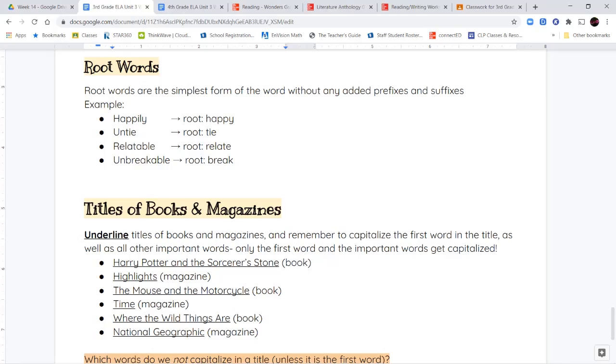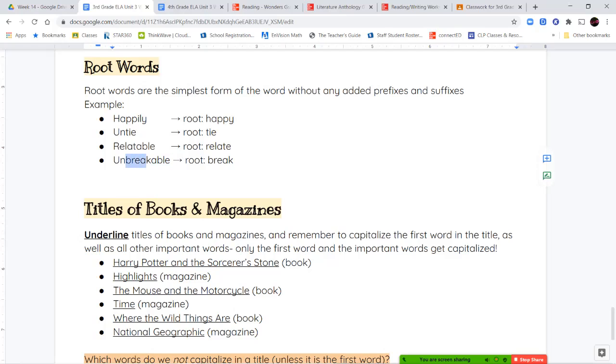If you have the word untie, it comes from the word tie, right? We're going to take that prefix un off of it and just have the smallest form of that word. If I tell you something is relatable, it comes from the word relate. So I take off that suffix able and it takes it back down to its simplest form. Or if I say something is unbreakable, unbreakable has a prefix and a suffix attached to it. So we have the un, that's the prefix, and the able is the suffix.